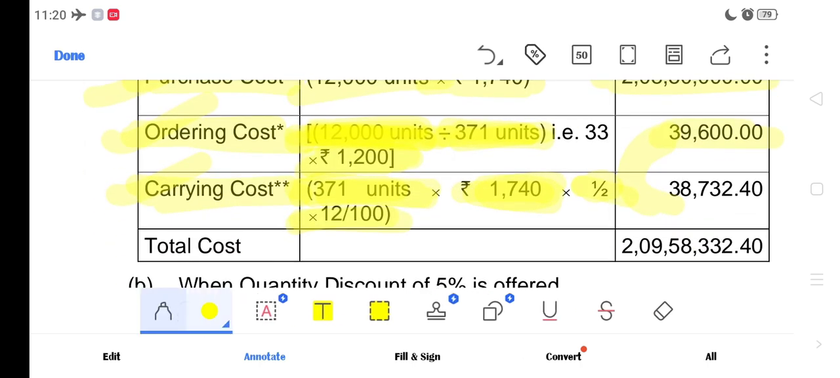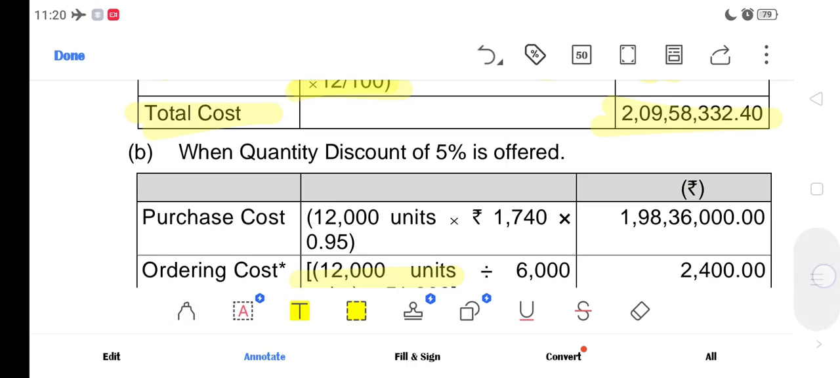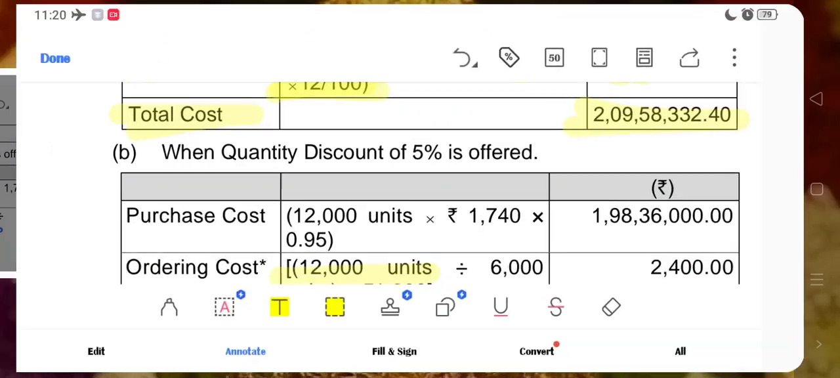So remembering formulas is really important, guys. Otherwise you won't be able to understand anything. Now this total comes to 38,732. Total cost is 2 crore 9 lakh 58,332. Now they have asked us whether to accept the quantity discount or not.